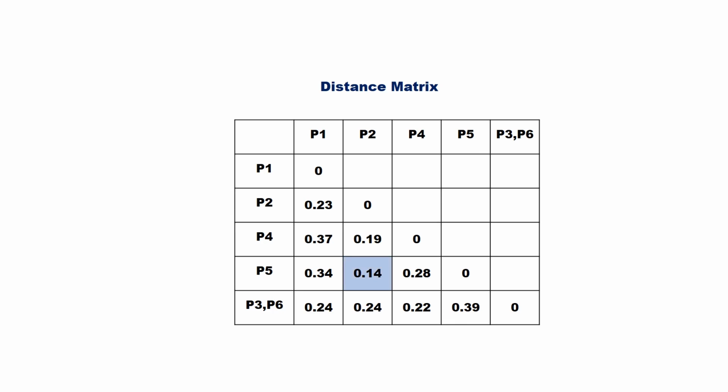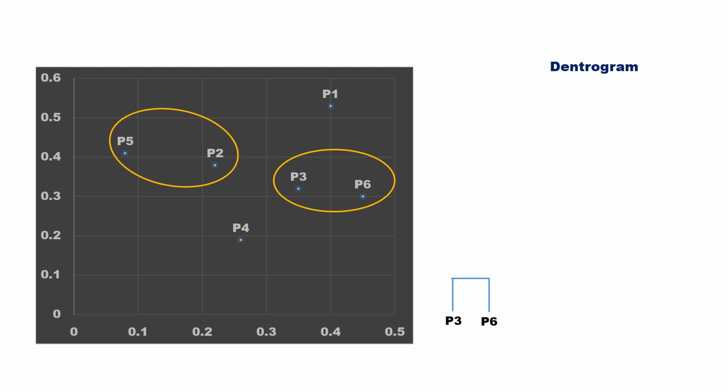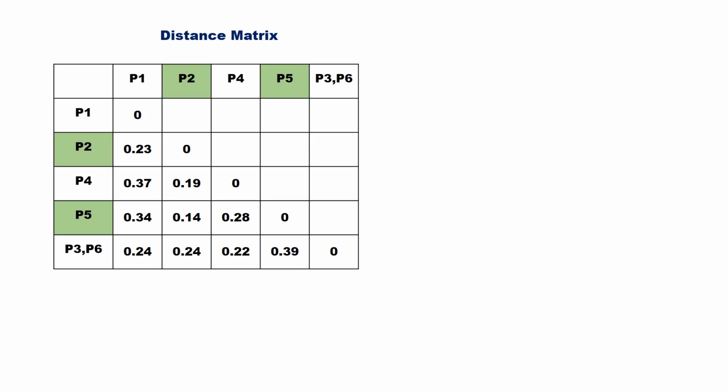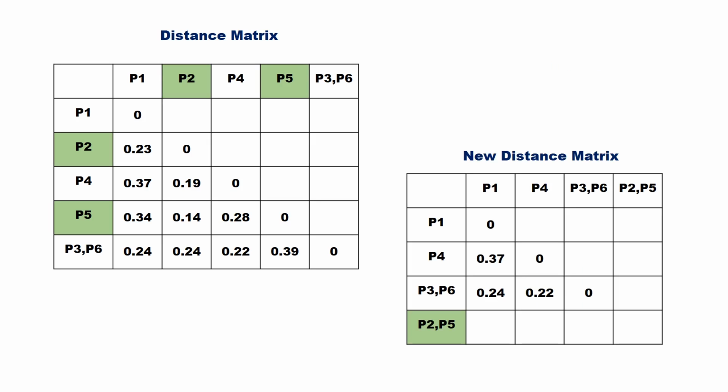Again, find the smallest distance. It is 0.14. It is the distance between P2 and P5. So, the next cluster formed is between P2 and P5. Let us draw the dendrogram. Recalculate the distance matrix. Now, P2 and P5 are in one cluster. So, remove the entries corresponding to P2 and P5 and replace them with a single entry P2, P5.